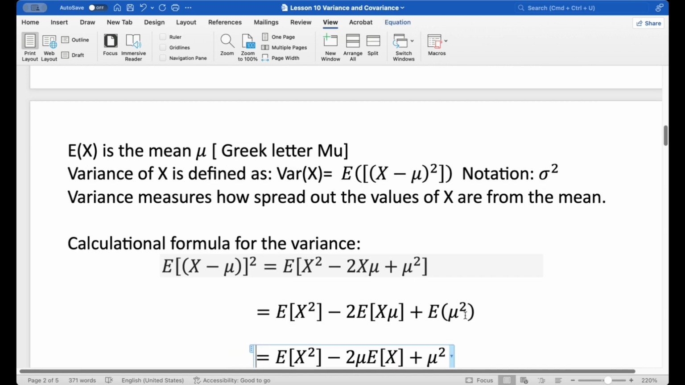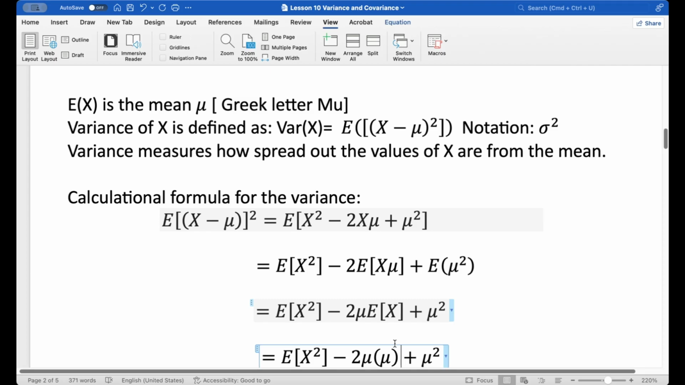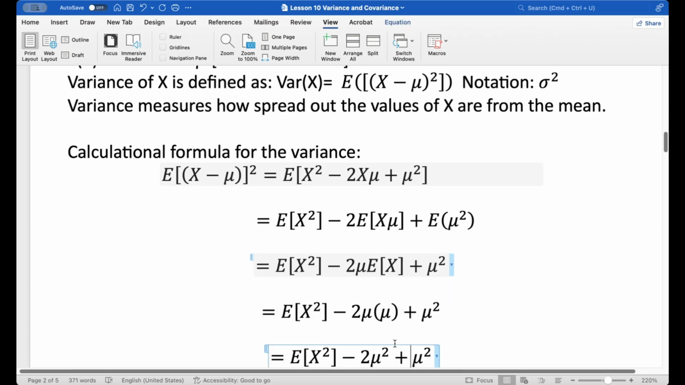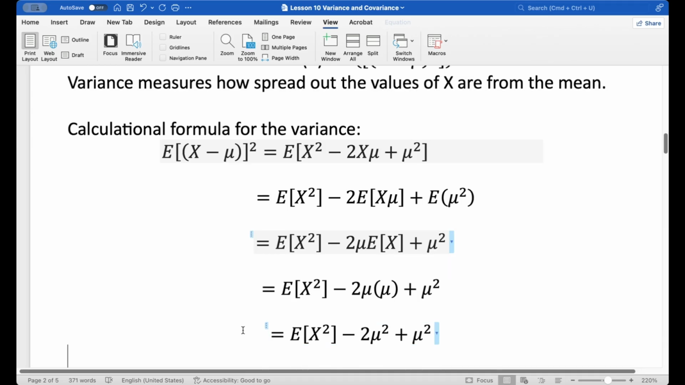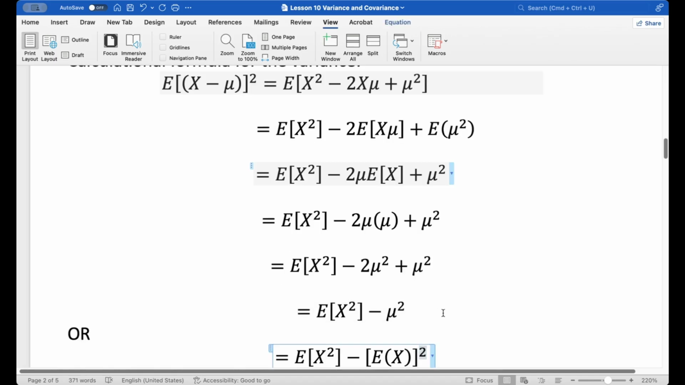Now, mu is a constant as well, so we can pull that in front. We have minus 2 mu times the expected value of x. The expected value of x is mu, though, so that becomes another copy of mu, which leaves us with a negative 2 mu squared in the middle, and then we can combine that with the positive mu squared on the end for a negative mu squared. And so probably in most cases, this is going to be a faster way to do the calculation for the variance. It's the expected value of x squared minus the mean squared. Or we could write it in the form e of x squared minus the expected value of x quantity squared.